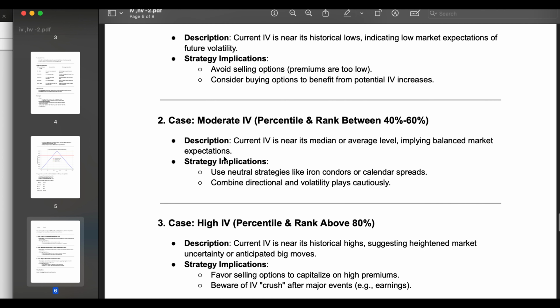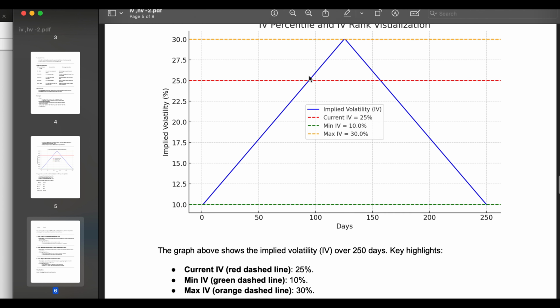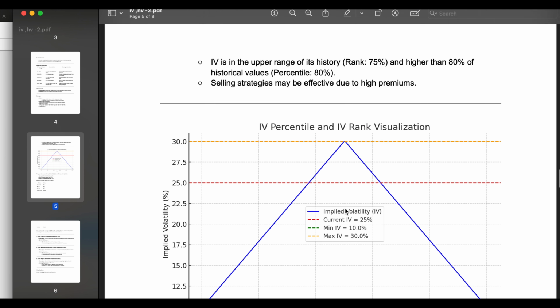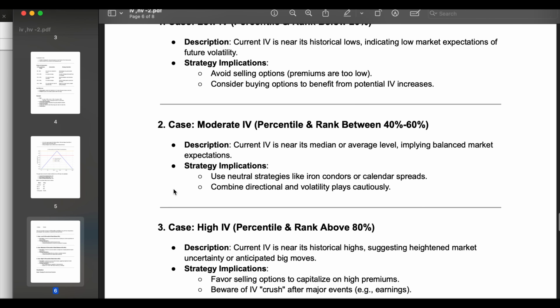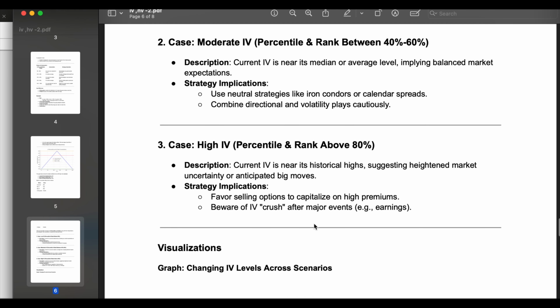Okay, moderate IV: current IV is near the median, and I have shown moderate IV in the layout here, and I have briefly explained everything. So high IV percentile: when IVP and IV rank are above 80%, then we will go for selling options, to capitalize on high premium, where there may be an IV crush or a major earnings event.